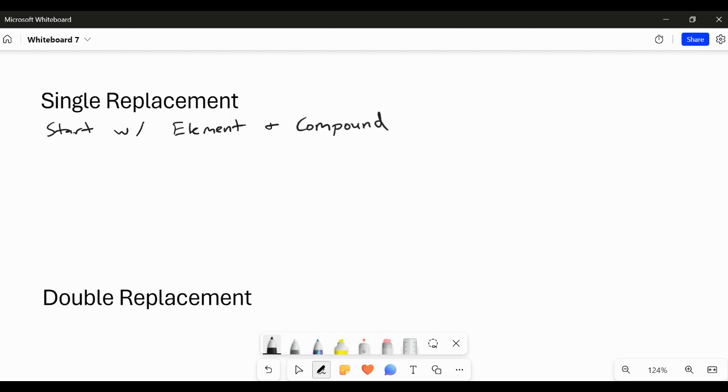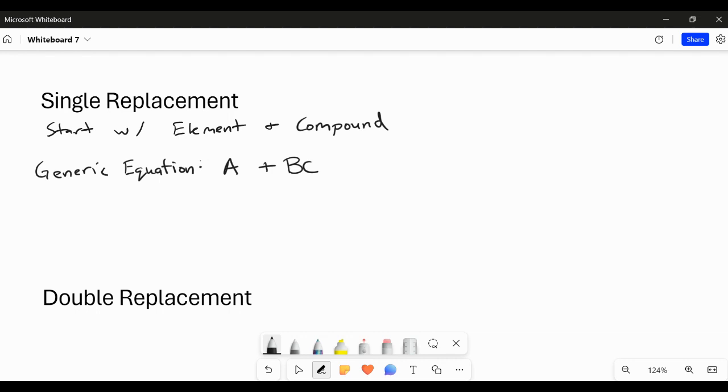So for a single replacement reaction, you must start with an element and a compound. Before I get a little bit more into this, I'm going to start writing out the generic equation because sometimes it's a little bit easier to understand if you're diagramming it out. The first part of my generic equation is going to be A plus BC. A is my element because it's all by itself. BC is my compound because I've got two elements stuck together.